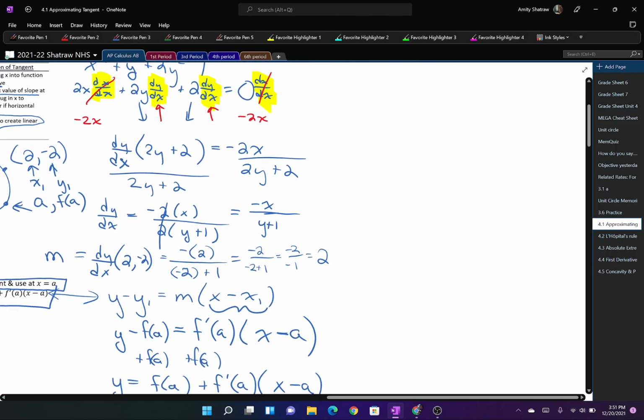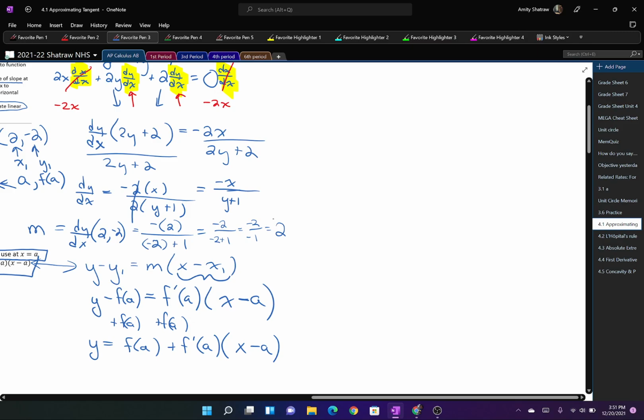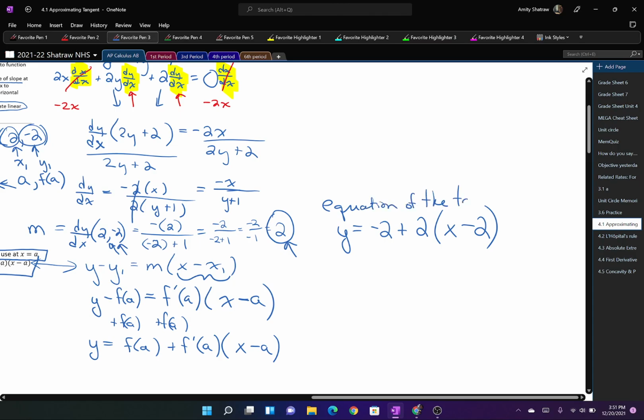So now I'm going to finish this problem off, and I'm going to say that I had that slope, I had this x value, I had this y value, and so I will say that y equals, ready, f of a is supposed to be that -2, and f prime of a is my derivative at the point, and I got a value of 2, and then x, I was trying to look and see what was happening at 2. This is called the equation of the tangent.